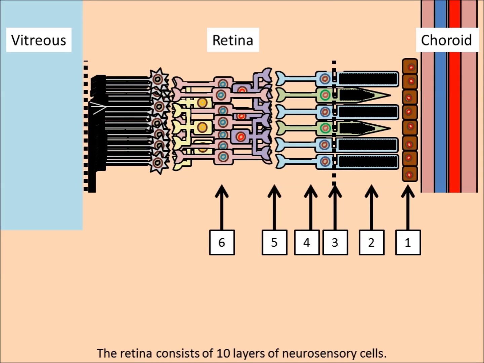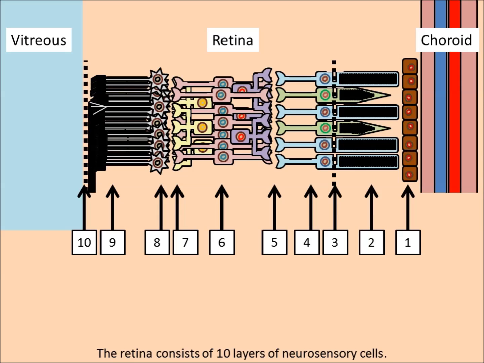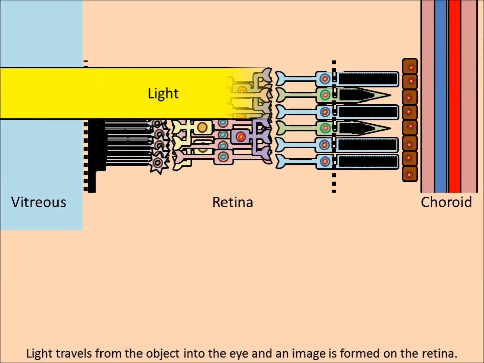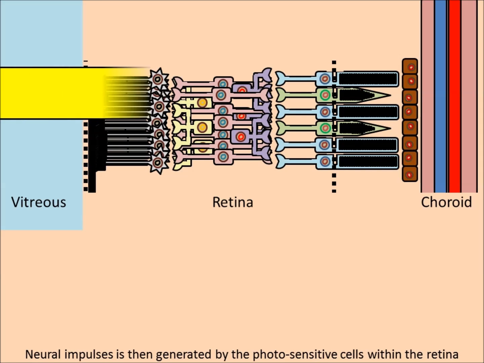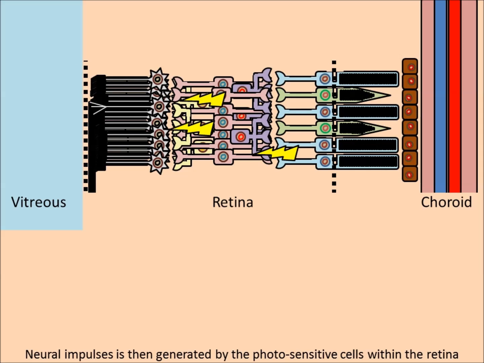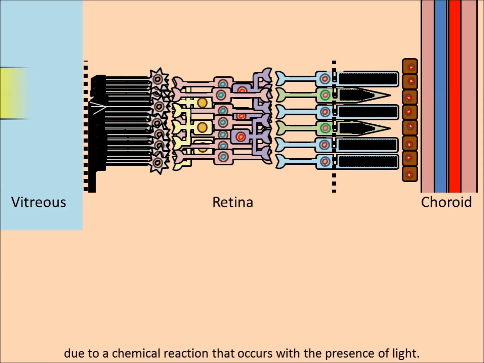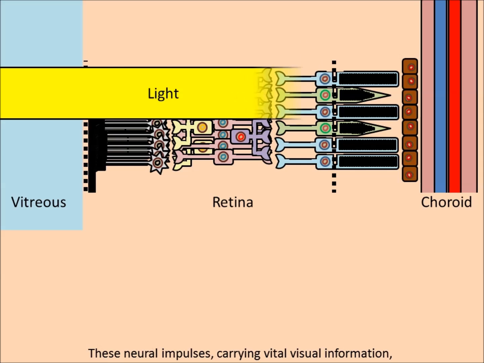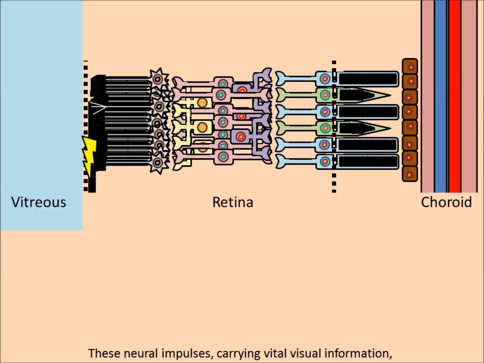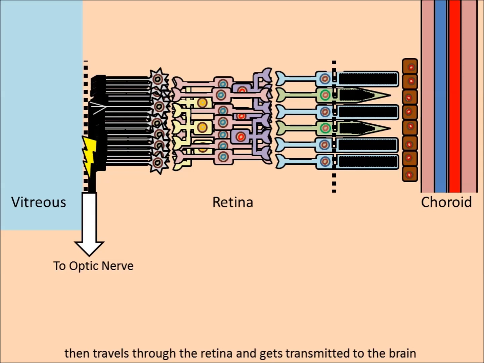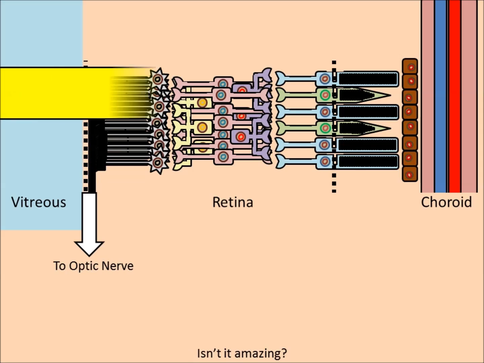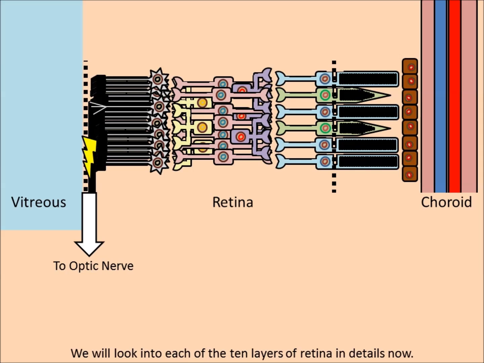The retina consists of 10 layers of neurosensory cells. Light travels from the object into the eye and an image is formed on the retina. Neural impulses are then generated by the photosensitive cells within the retina, due to a chemical reaction that occurs with the presence of light. These neural impulses, carrying vital visual information, then travel through the retina and get transmitted to the brain via the optic nerve. Isn't it amazing? We will look into each of the 10 layers of the retina in detail now.